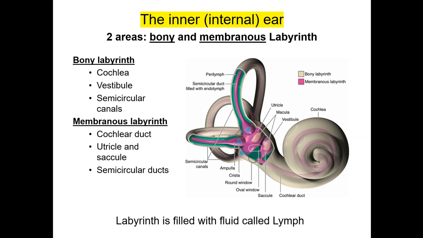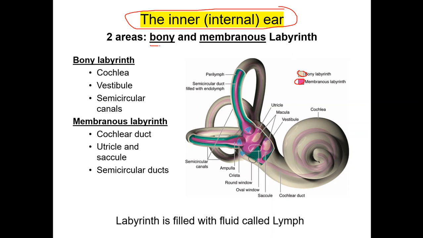All right, now we're going to talk about the inner or internal ear. This is very interesting. This is where everything really happens in terms of translation of mechanical vibrations into nerve impulses, which are going to travel, of course, through the auditory nerve to your brain. So in the inner ear, we can recognize two areas, here highlighted in gray and purple.